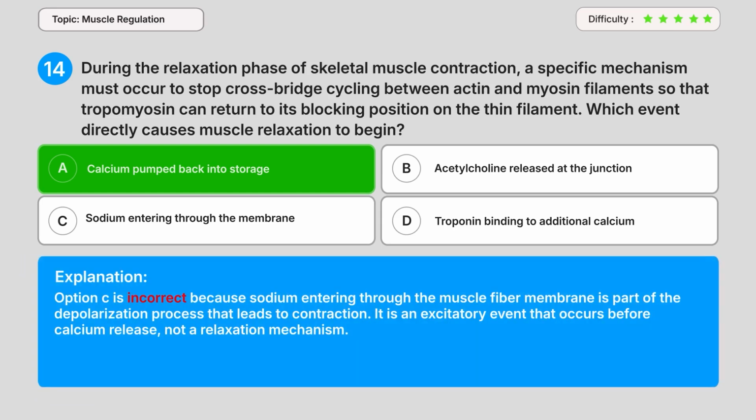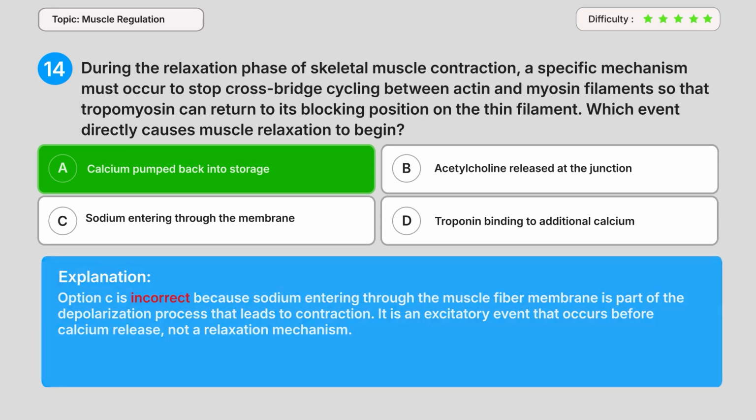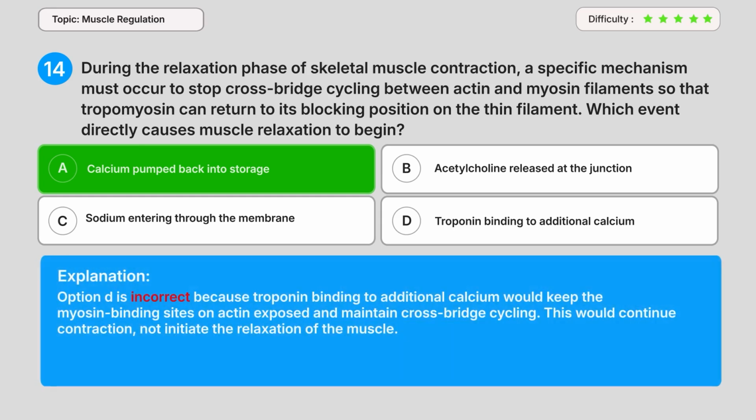Option C is incorrect because sodium entering through the muscle fiber membrane is part of the depolarization process that leads to contraction. It is an excitatory event that occurs before calcium release, not a relaxation mechanism. Option D is incorrect because troponin binding to additional calcium would keep the myosin binding sites on actin exposed and maintain cross-bridge cycling. This would continue contraction, not initiate the relaxation of the muscle.